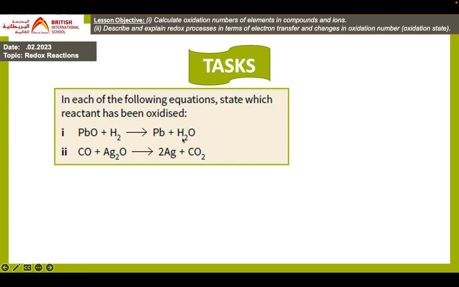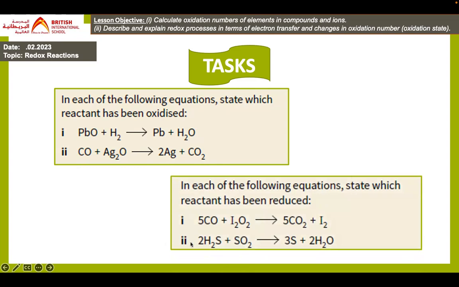Lead reduced, hydrogen oxidized. In a second example, carbon monoxide has one oxygen, and this is Ag. Ag means silver. This is silver oxide, and silver oxide also has one oxygen. After the reaction, silver doesn't have any oxygen, which means silver is losing oxygen. Silver is getting reduced here. And what about carbon monoxide? It has gained one oxygen, so carbon is oxidized here. Carbon is gaining more oxygen and silver is losing oxygen. Silver is reduced here. This is so simple.